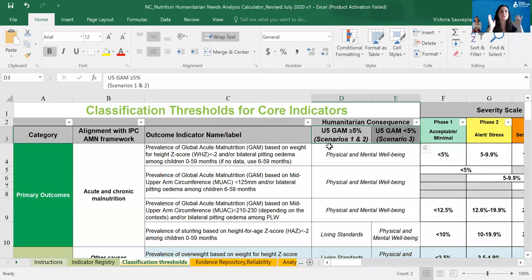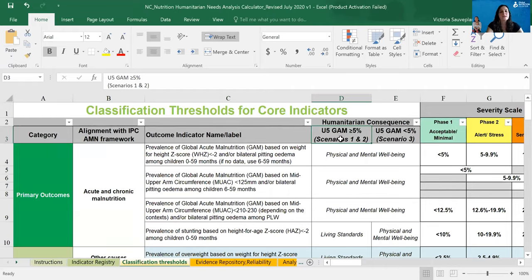So then you only look at scenario one, and most often if you're doing an IPC acute malnutrition analysis, most of these yellow tabs, so those corresponding to a nutrition situation analysis, do not apply, okay?